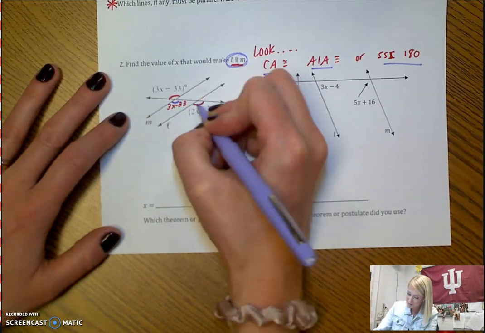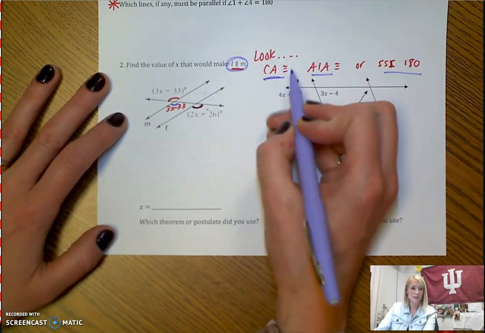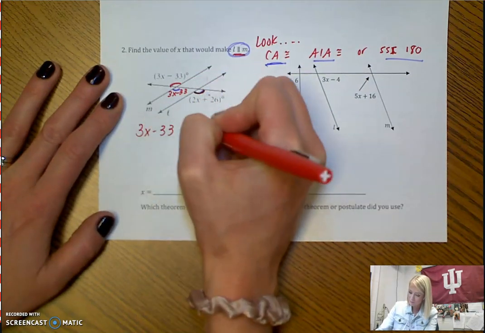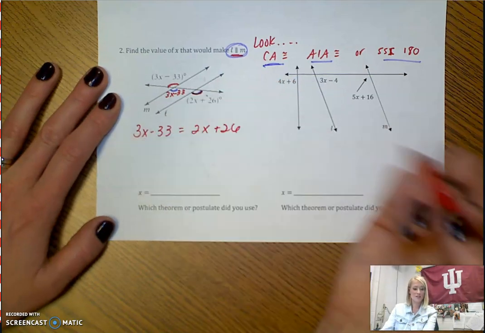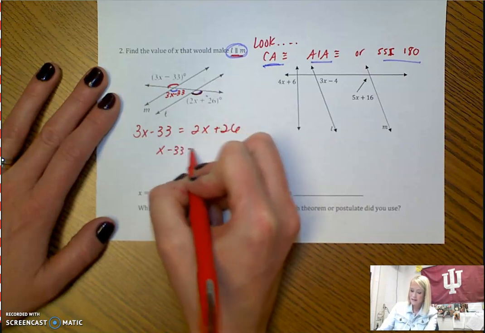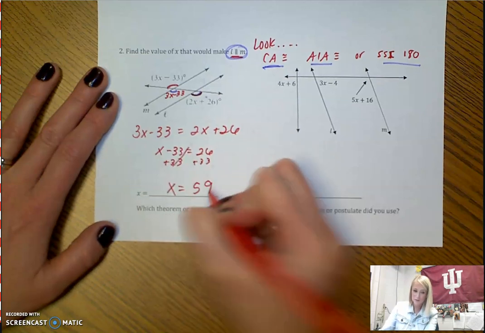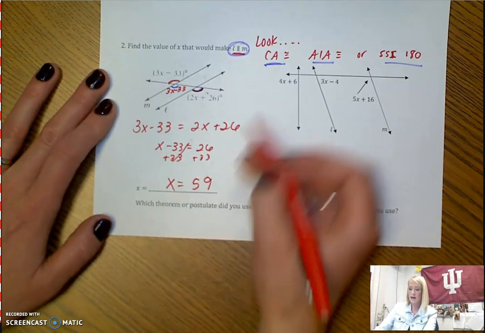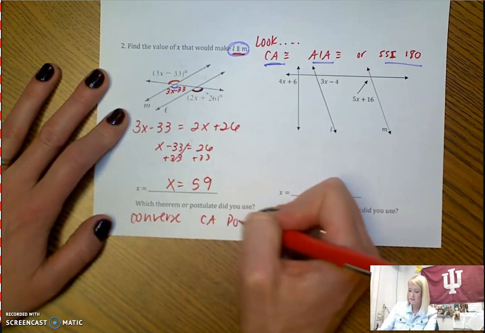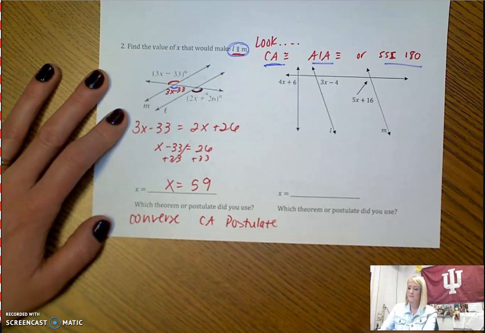Now check this out. This angle and this angle, those are corresponding angles. And corresponding angles need to be congruent. So I'm going to set these 2 things equal. And then I just solved this for x real quick. So I'd subtract the 2x over and then add the 33. And x would equal 59. And I knew that because of the converse of the corresponding angles postulate. If corresponding angles are equal, I know that those lines are going to be parallel.